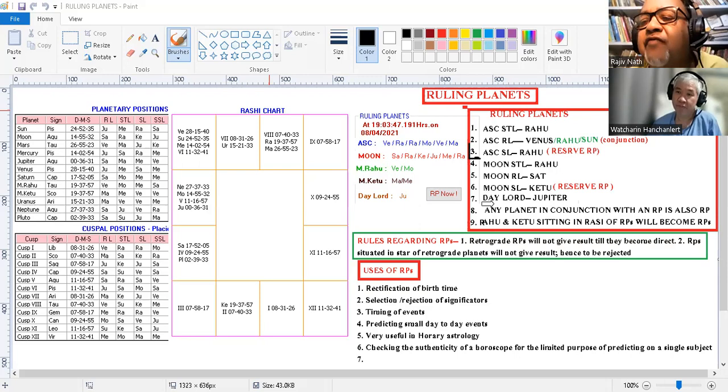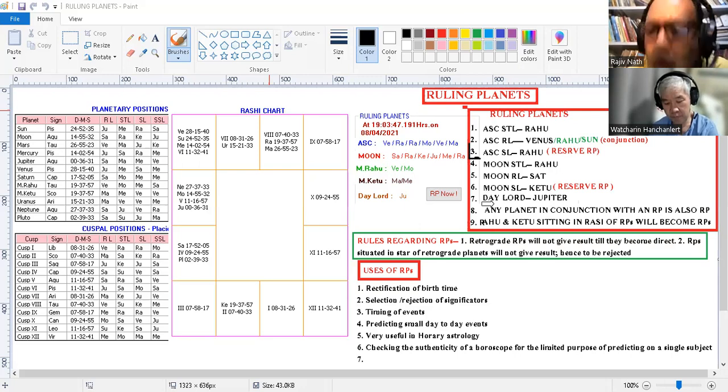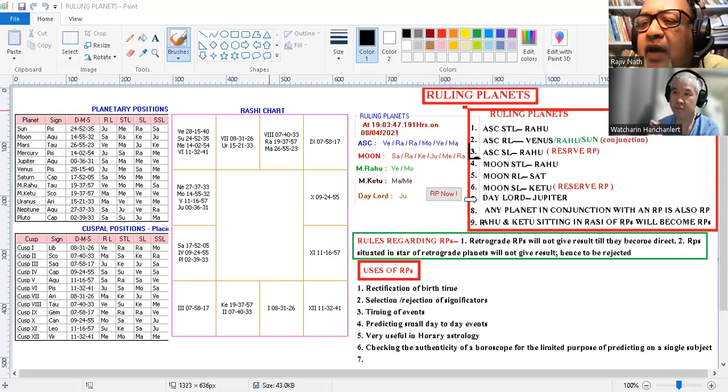On whichever day the horoscope is prepared, either horary or the day on which the child is born, that day has a lord. Monday is moon, Tuesday is Mars, Wednesday is Mercury, Thursday is Jupiter, and so on. So day lord for that day was Jupiter. Whenever you open a chart in true astrology, I'll show you after this.